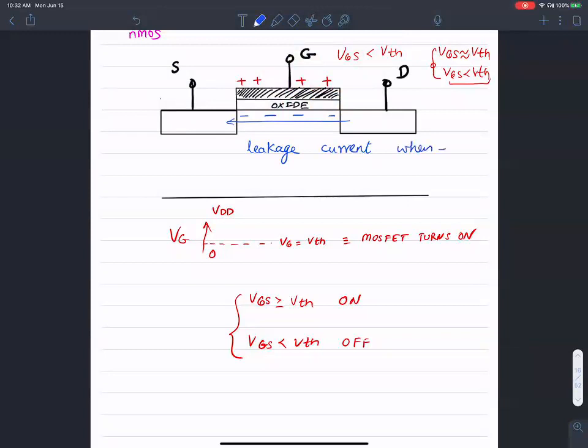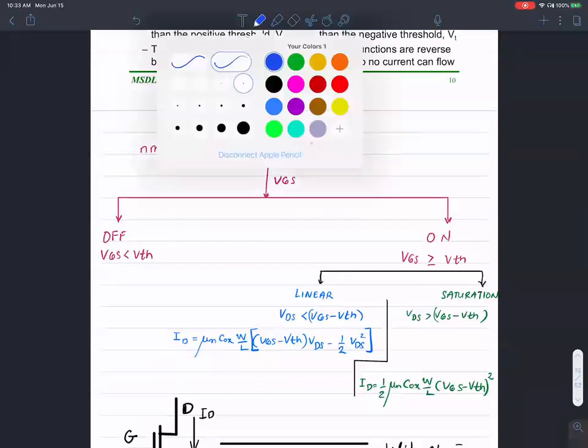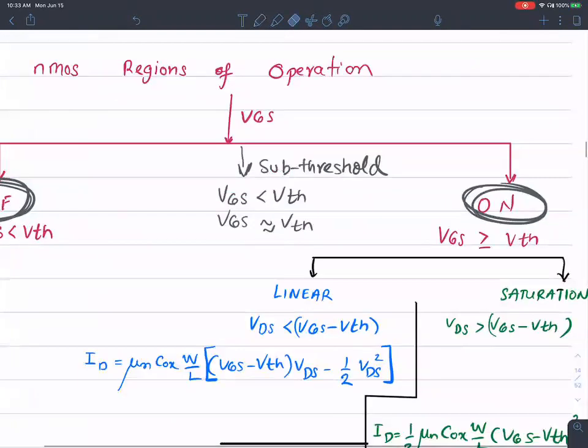When VGS is less than V threshold, but very, very close to it, the MOSFET is not quite on, and not quite off, but somewhere in between on and off. VGS is slightly less than V threshold, but very, very close. So we call it the sub-threshold region, and it is mostly leakage.